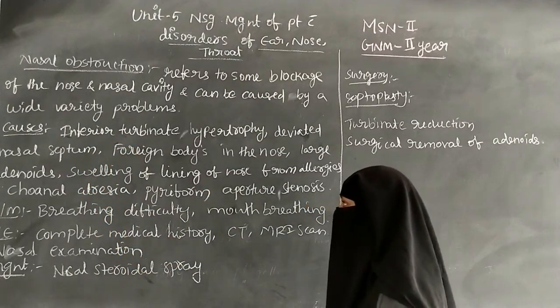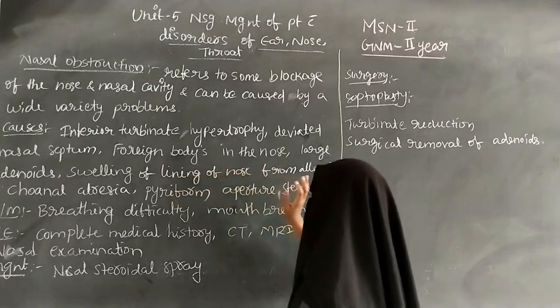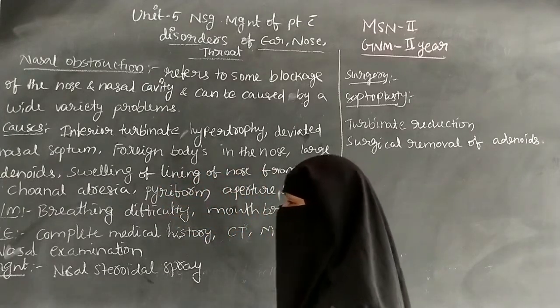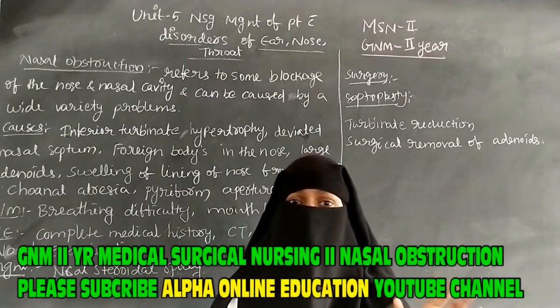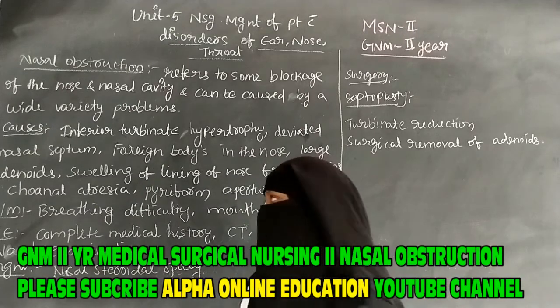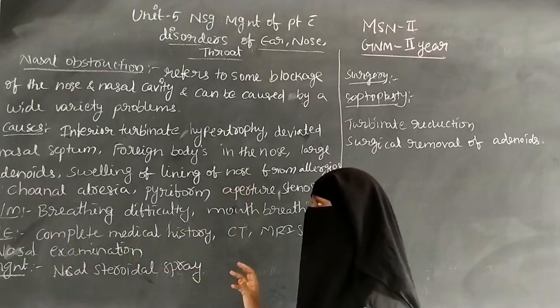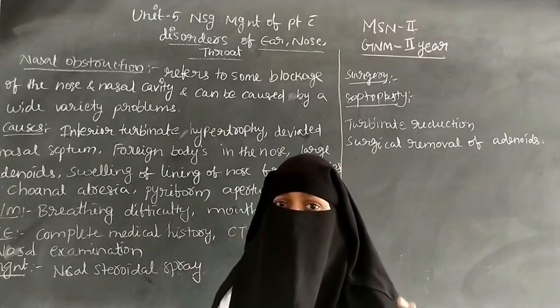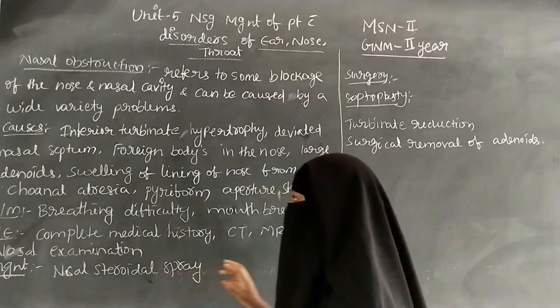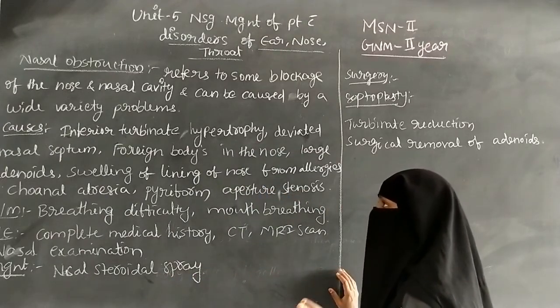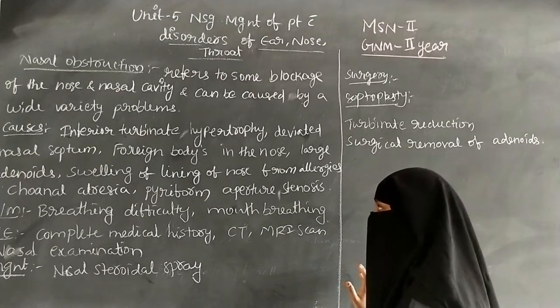The next one is swelling of the lining of the nose from allergies. Because of exposure to any allergens, swelling can occur in the lining, the mucosa of the nose. Because of the swelling, nasal obstruction can occur.